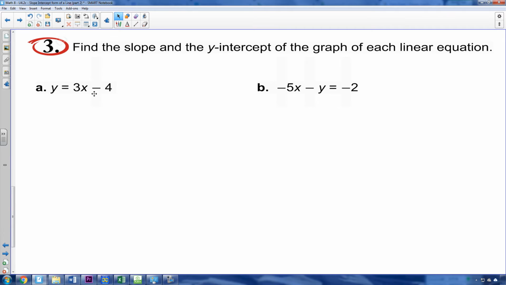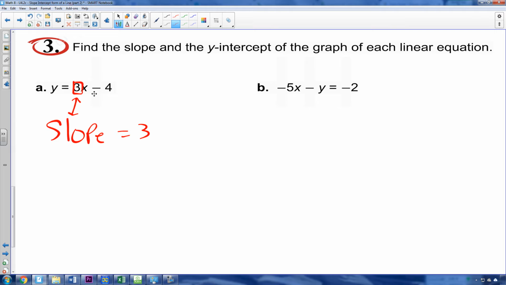Yes? The 3x is the same. So we know the slope is the number that's with the x. It's actually not 3x. Commonly, people say it's 3x, but it's actually just 3. So the slope is always just the number right there, with the x, when it's in y equals mx plus b.